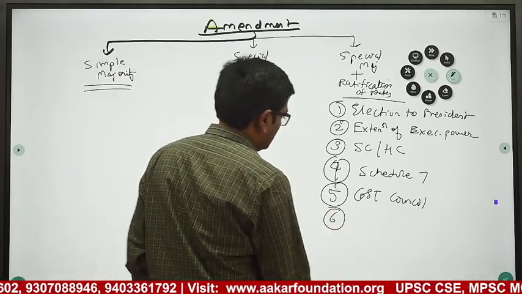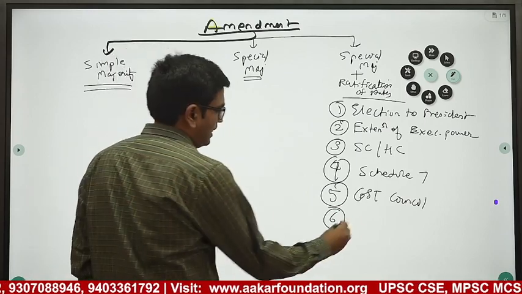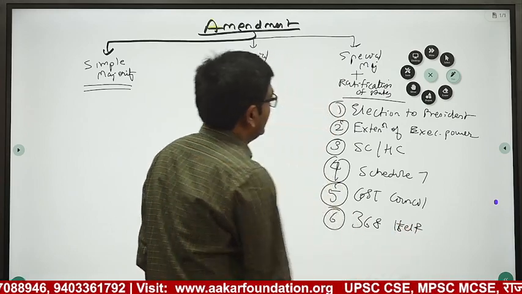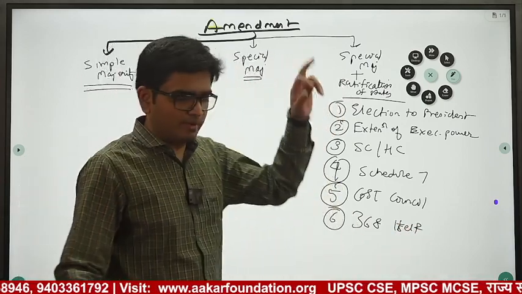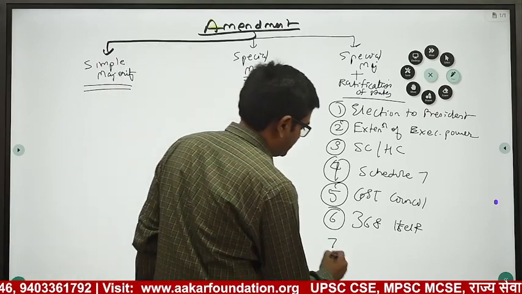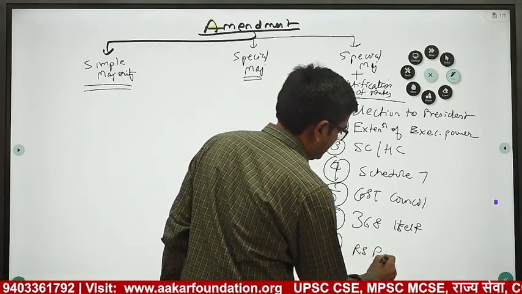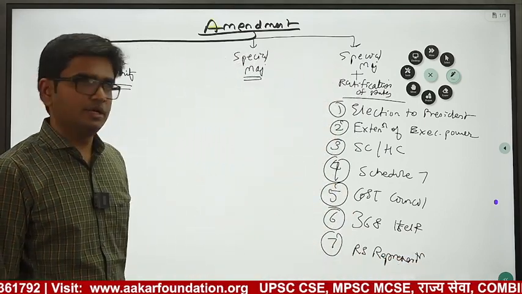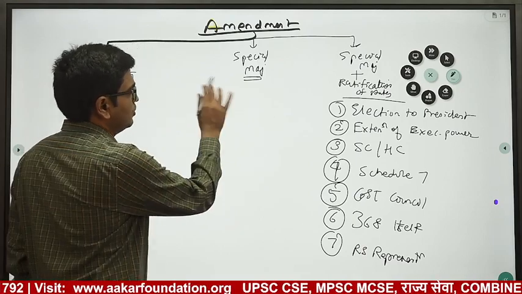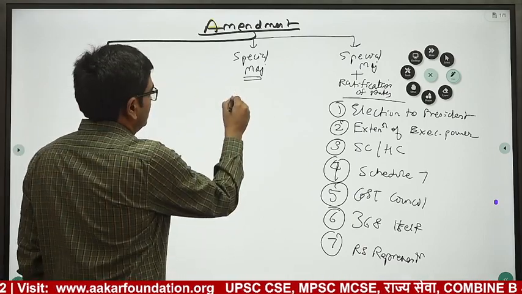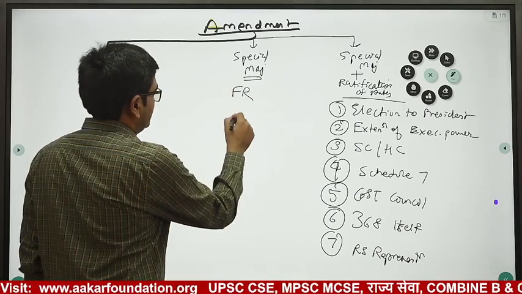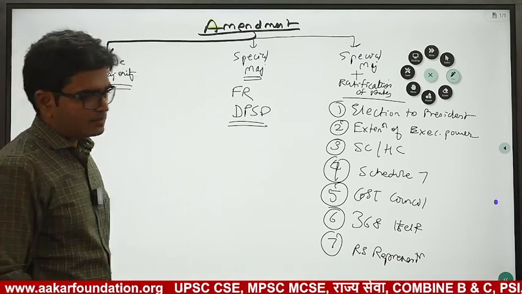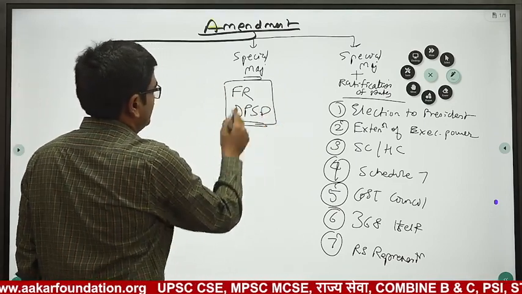Sixth, Article 368 itself. If any amendment has to be done in Article 368, it has to be ratified by the states. And representation in Rajya Sabha. If there has to be a change in Rajya Sabha representation from any state, it has to be ratified by the states. Then special majority only, with no ratification of states: fundamental rights, DPSP, etc.